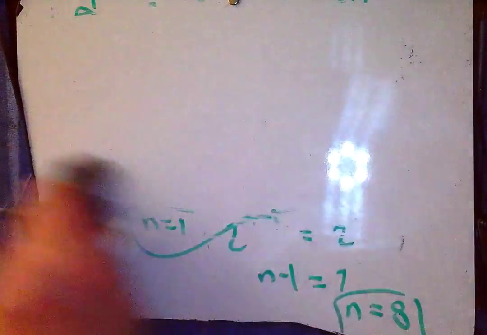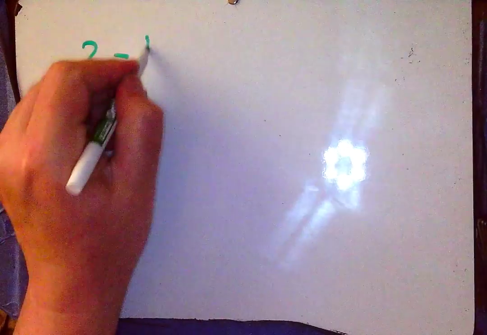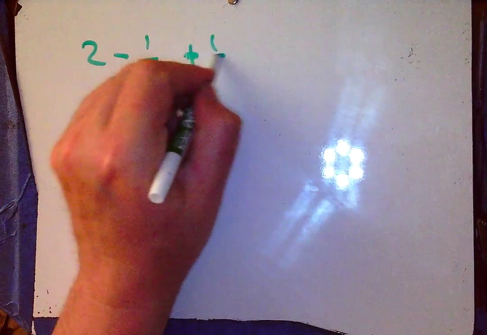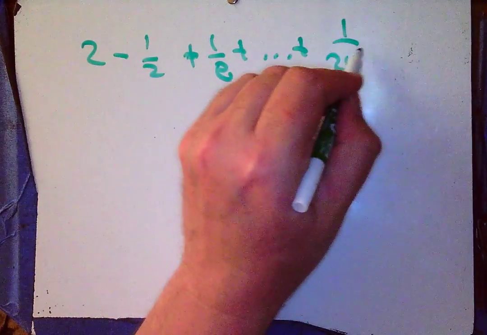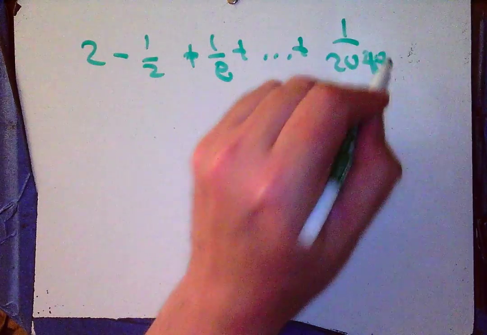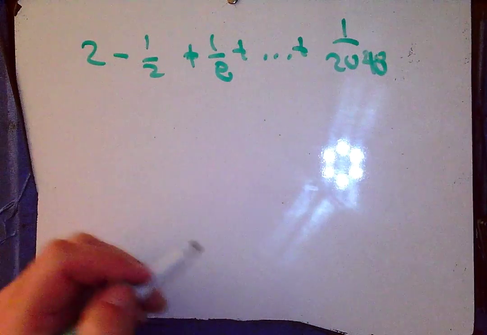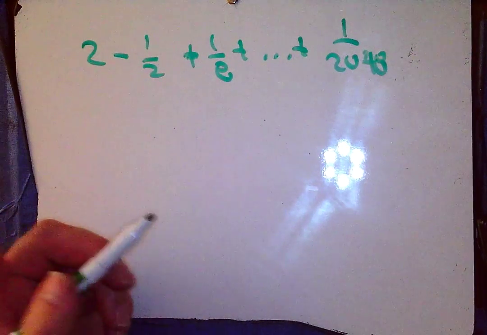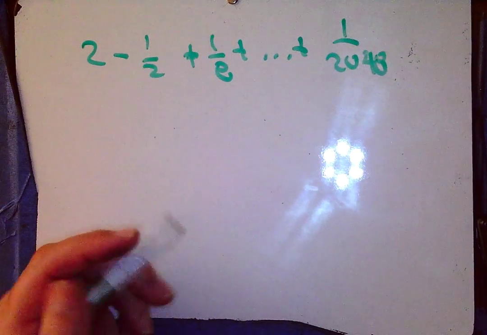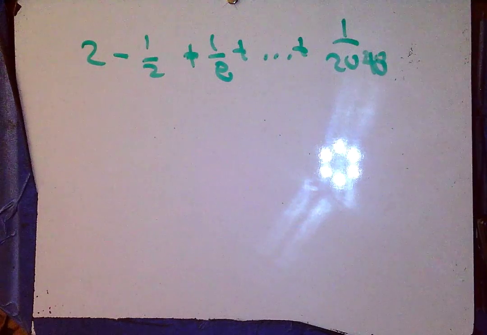So, why don't you do this one? 2 minus 1/2 plus 1/8, and so on until we get out to 1 over 2048. This is what we want to write in sigma notation. So, find a sub 1, find r, find n, and then write the sigma notation. Come back when you're done, or when you're stuck.